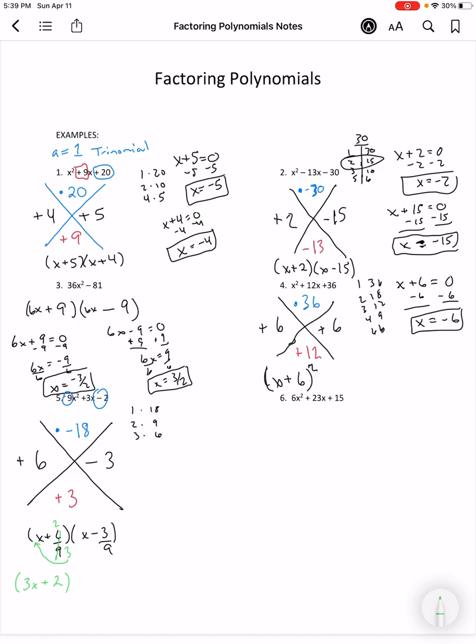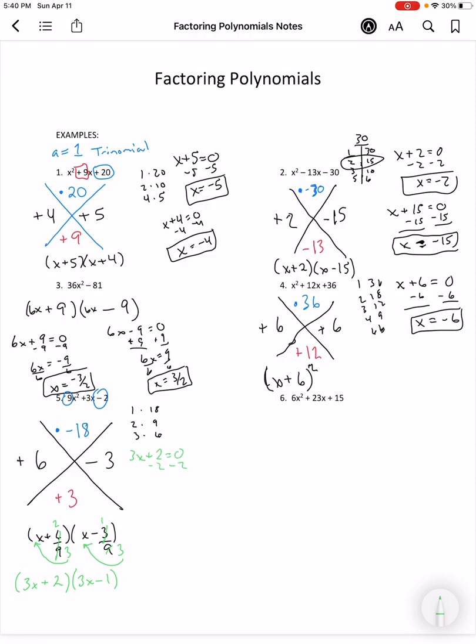Again, the same thing here. 3 and 9 is going to simplify to 1 and 3. So then this becomes 3x minus 1. So 3x plus 2, 3x minus 1. And again, to find the solutions, we would say 3x plus 2 equals 0.